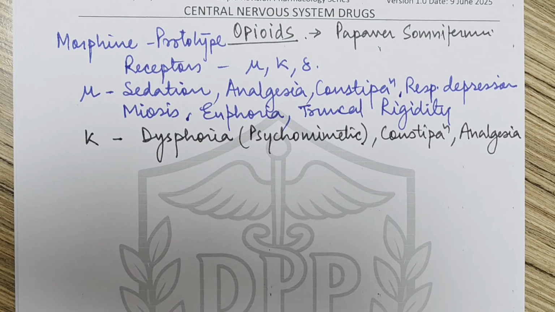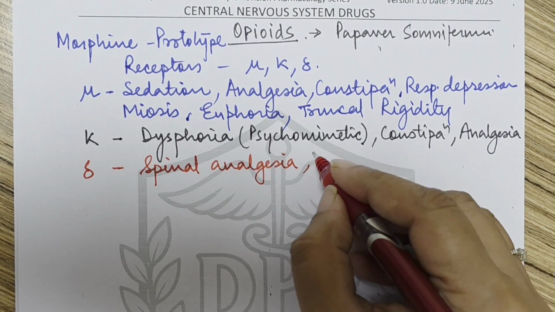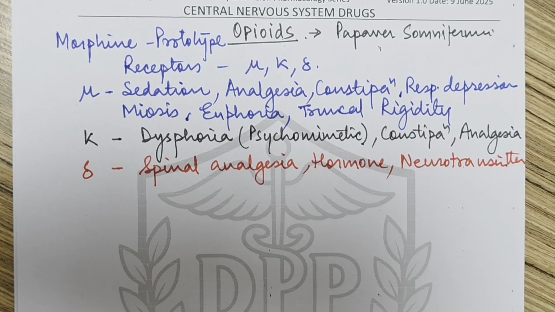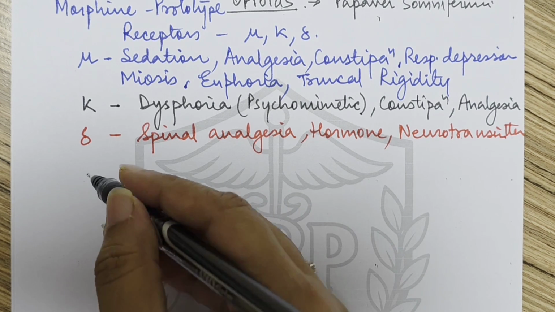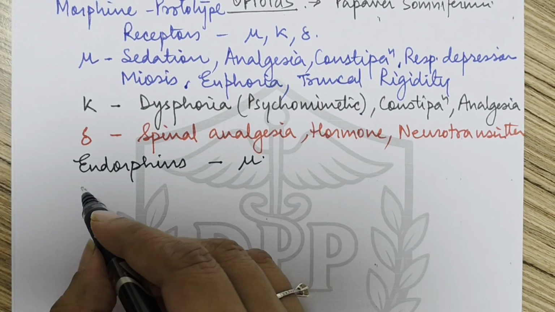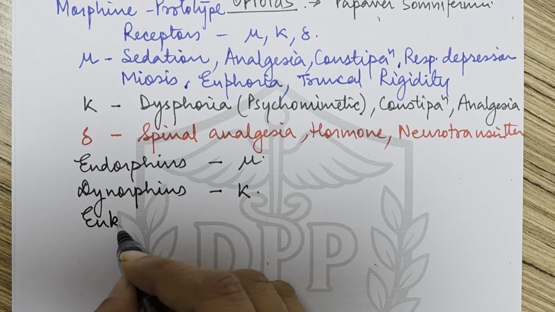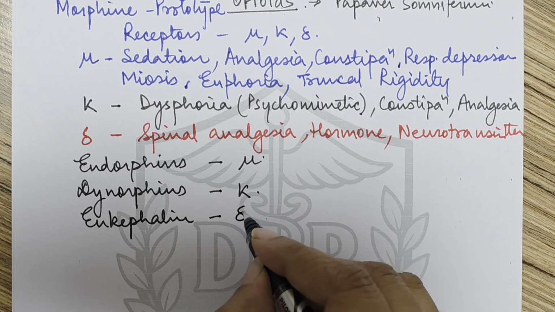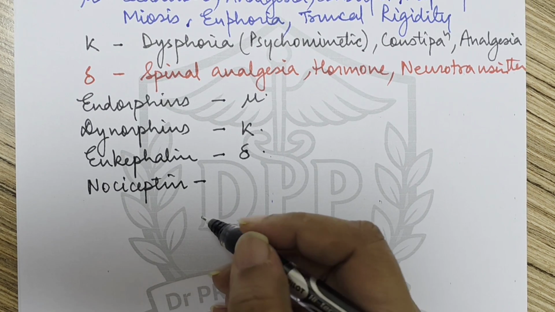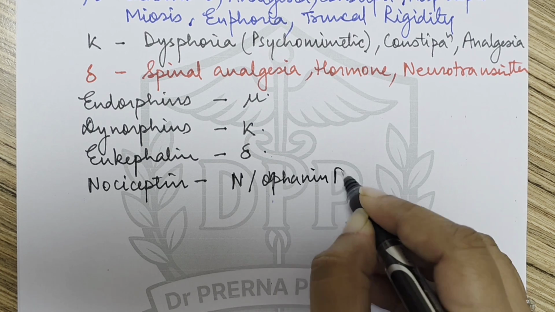And delta receptor does very few things. It basically mediates spinal analgesia, hormone and neurotransmitter release. So these are the major actions which are mediated through the receptors. Now there are some endogenous opioids. Among endogenous opioids in our body we have endorphins, and these endorphins are mediated by mu receptor. Then we have dynorphins, and they are mediated by kappa receptor. And then we have enkephalin, which is mediated by delta receptor. Then there's another substance which is called nociceptin, and this nociceptin, a new endogenous peptide, it acts on the nociceptin orphanin FQ receptor.